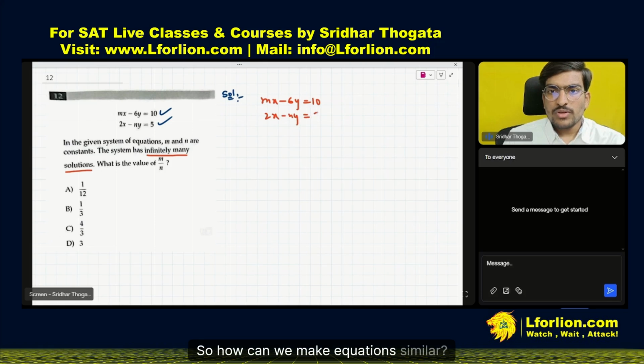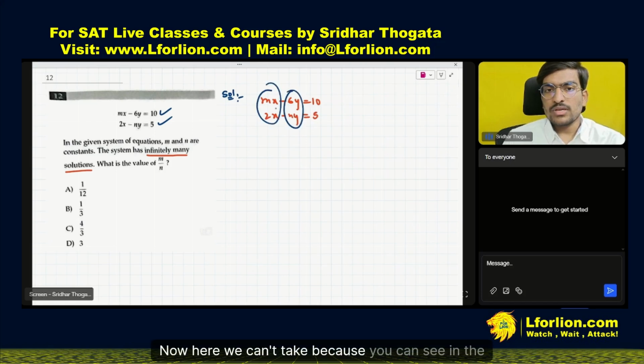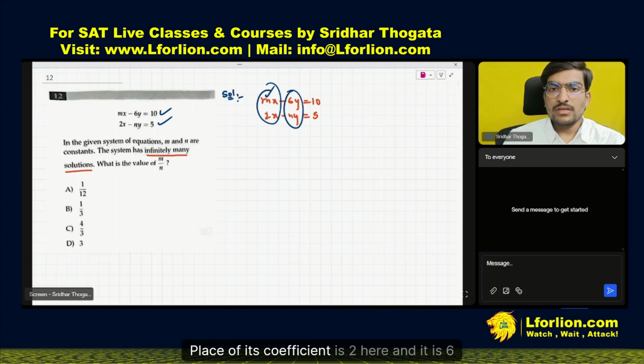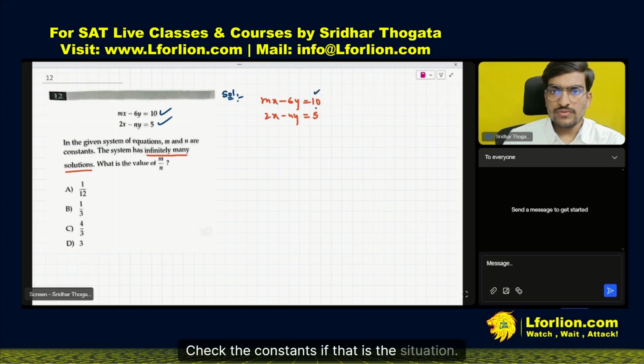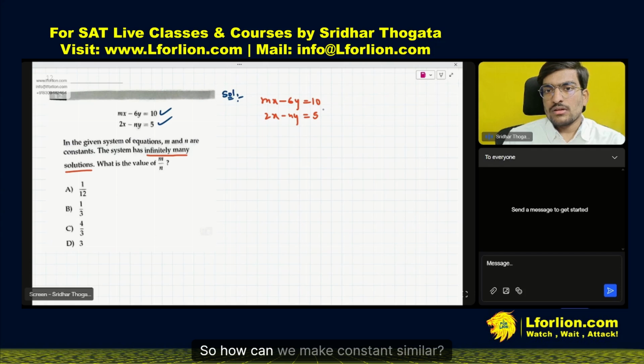So how can we make the equations similar? Here we can't compare the x coefficients, because you can see the coefficient is 2 here and it is m here, and for y it is 6 here and n here, so it's different. So how can we make sure that these two equations are similar? Check the constants. So how can we make the constants similar? We can multiply the second equation by 2 so that the constant of the second also turns to 10.